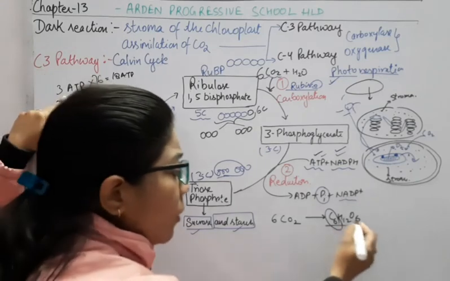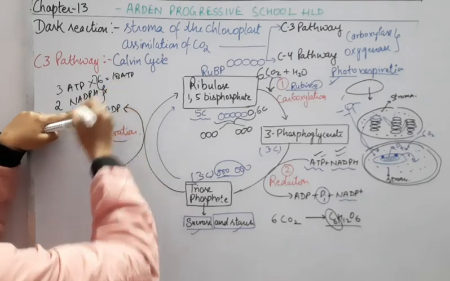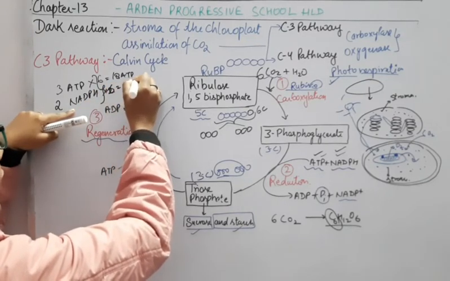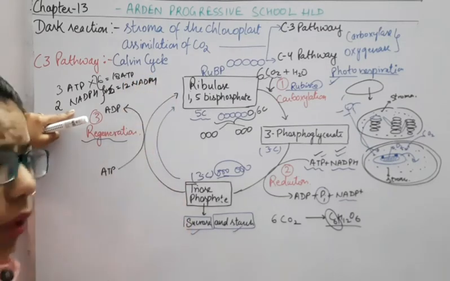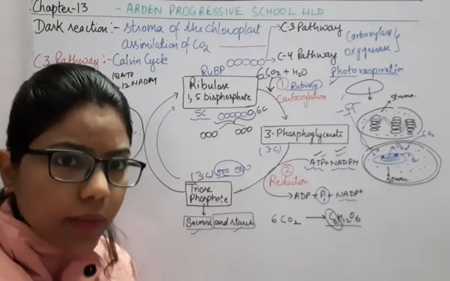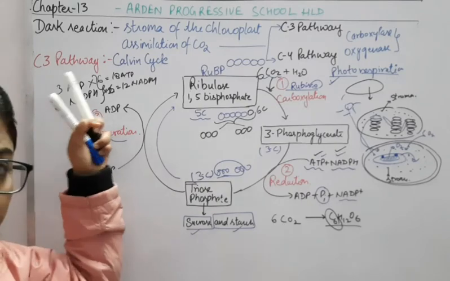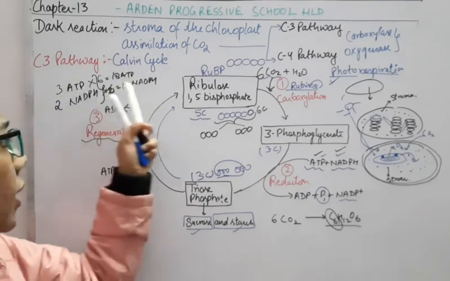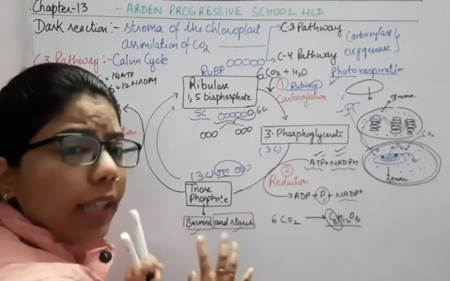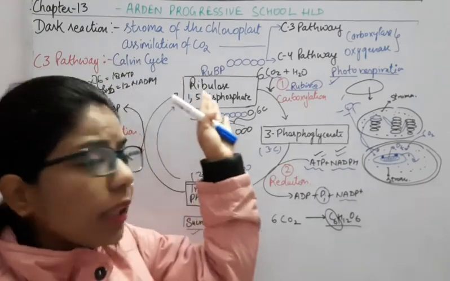For the synthesis of one molecule of glucose, what is required? We require 18 ATP, and how many NADPH? We can multiply it: 2 sixes are 12 NADPH. So you can see how many CO2 enter the cycle: 6 CO2 in, and if we multiply, 18 ATP and here 12 NADPH. After the cycle, the ultimate product we get is our glucose.